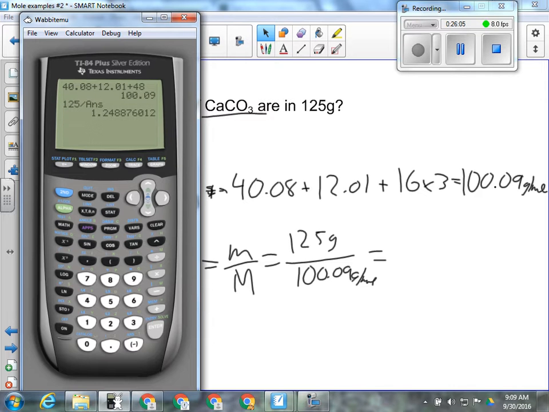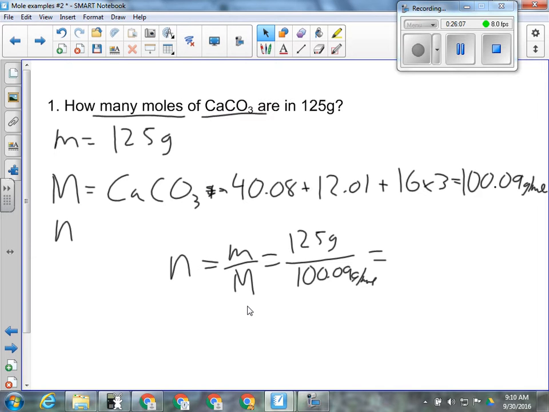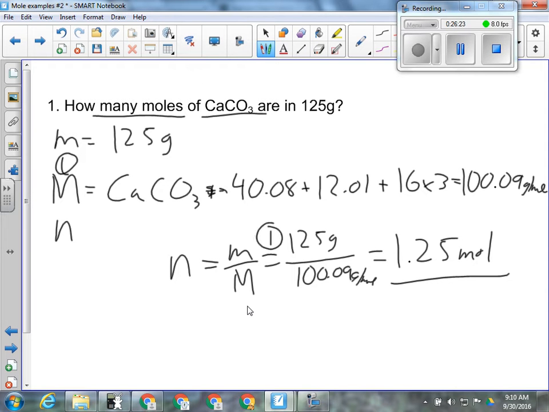All right, gives me 1.25 moles. Okay, so that would be like a 3-mark question. You get 1 for givens and molar mass, 1 for plugging in the numbers because you don't have to do any manipulating, and 1 for the answer. Yes, Avogadro's number is on the front of the test.